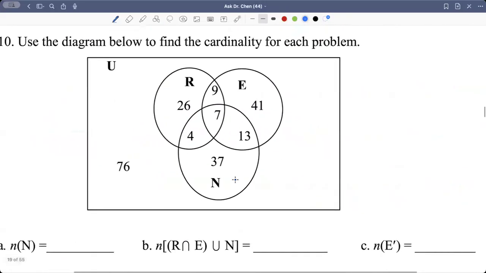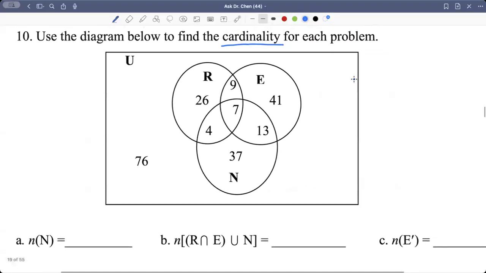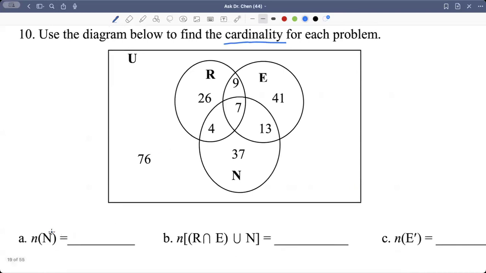Let's see this question. Use the diagram below to find the cardinality for each problem. Well, cardinality means how many members, how many elements are in a set. So this n with parentheses just means the number of elements in the set. Well, let's see n. N is this circle.